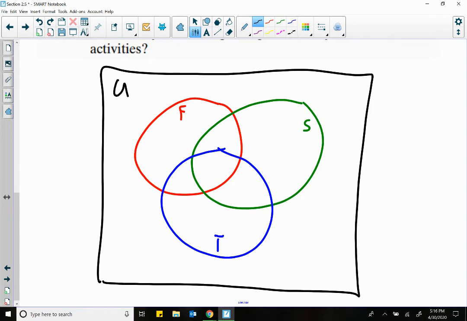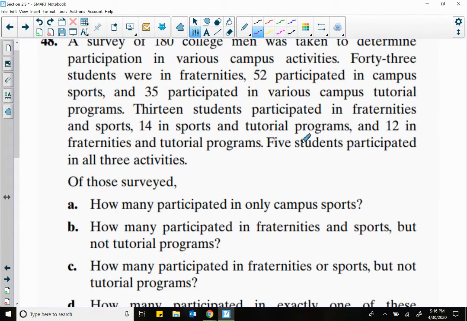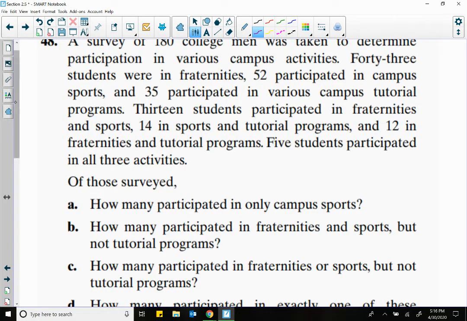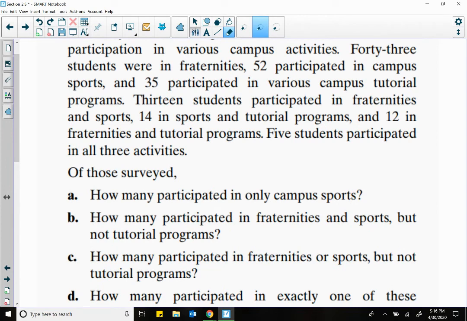So again, we start in the very, very middle. So in the very middle, 5 students participated in all 3 of these. Perfect. Scroll down for me, buddy. So we got a 5 here. And then now we start building out from there. So this guy's going to be about fraternities and sports. So up here, it says fraternities and sports. Right here, 13 students participated in fraternities and sports.